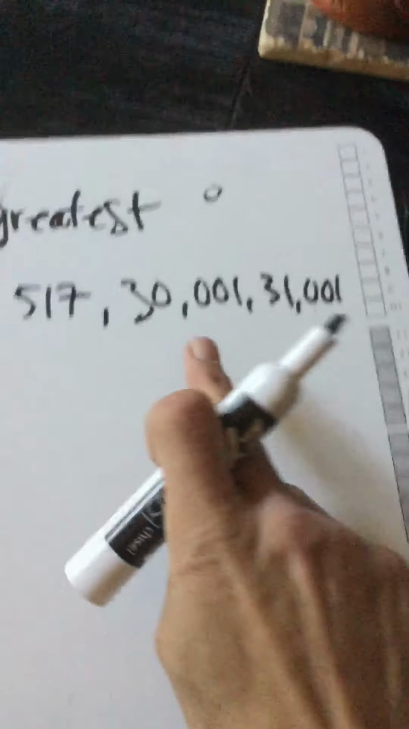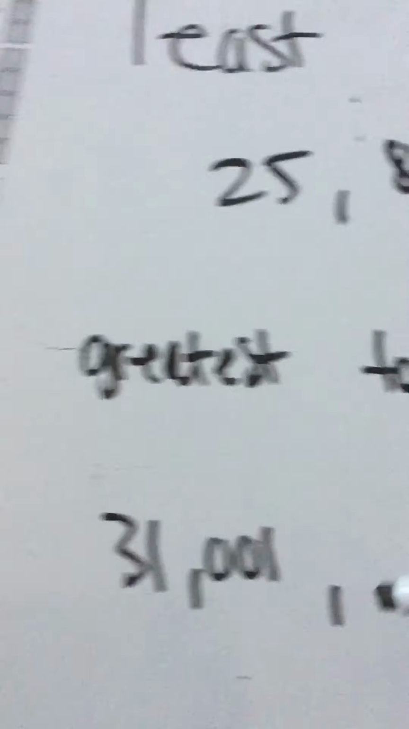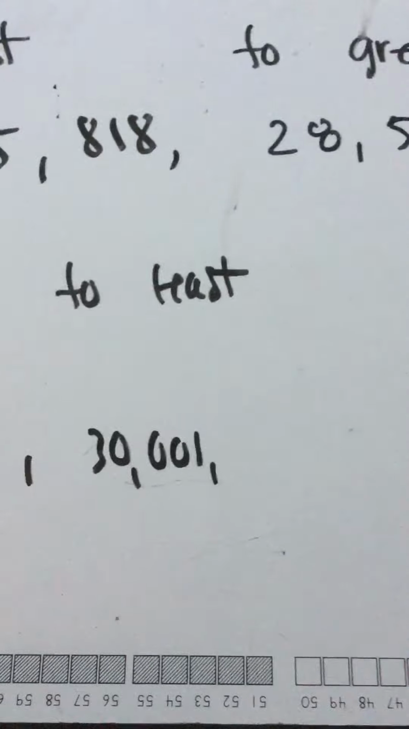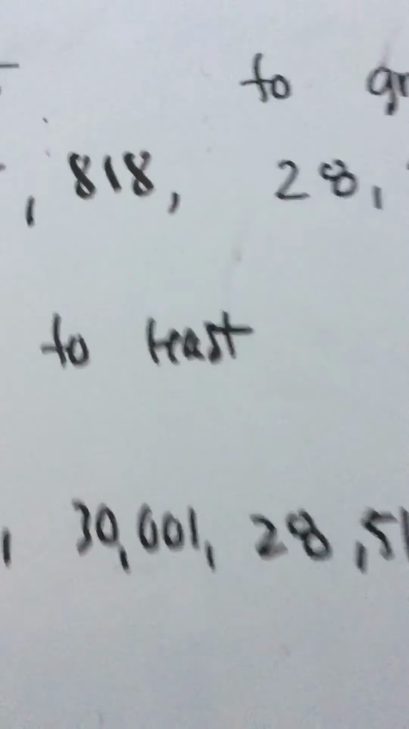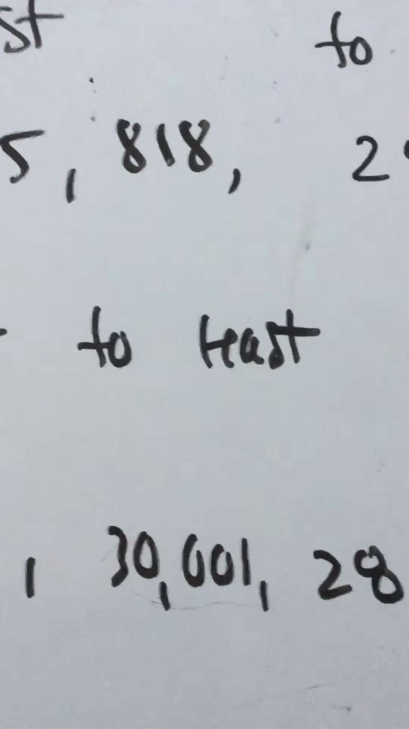Next, I'm going to have you order them from greatest to least. What I can do for this problem is I know that was my biggest number, so that would be my greatest number, 31,001. My next number, I know 30,001 is the next greatest value. It's backwards order from least to greatest. 25,818 would be my next.